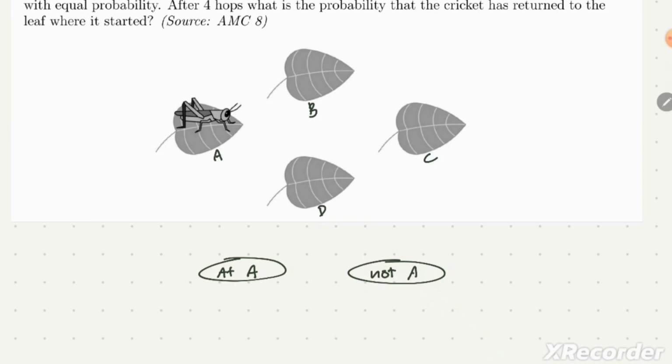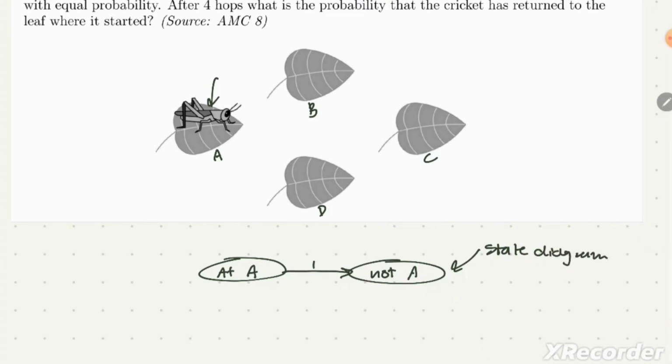Well, how is this helpful? We can actually complete this diagram by thinking, well, on any given turn, as we just saw, if a cricket is at A, then it has to move to one of these 3 other leaves. It has no other choice. Therefore, we can simply say the probability that it moves from at A to not A is 1. Here we're constructing what is called a state diagram.